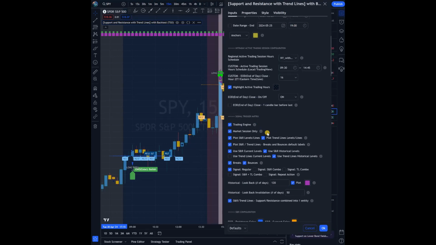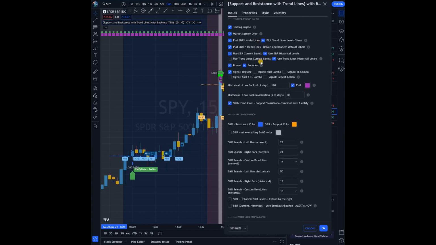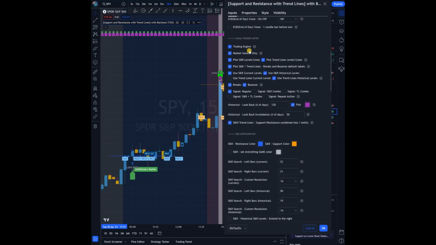So now let's move to the signal trigger matrix. It's a bit newer than what we usually have in our trading indicators, since this is a bit more complicated. Now, trading engine is simply the trading engine. If it's off, there'll be no trades open. Like the actual strategy tester will no longer work. There'll be just labels.